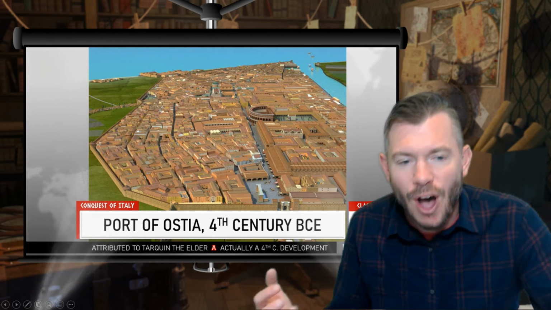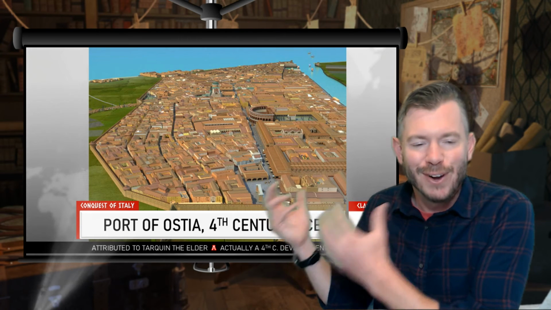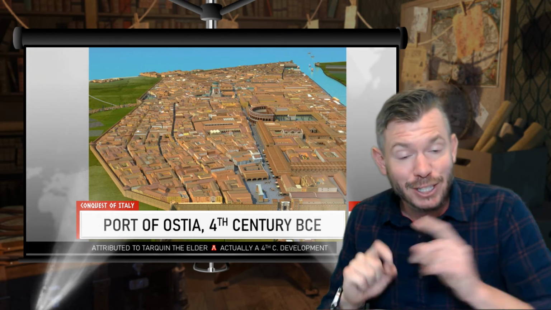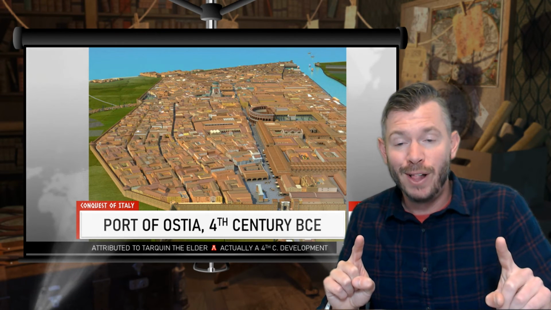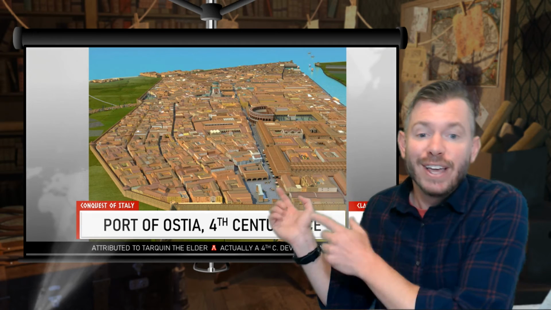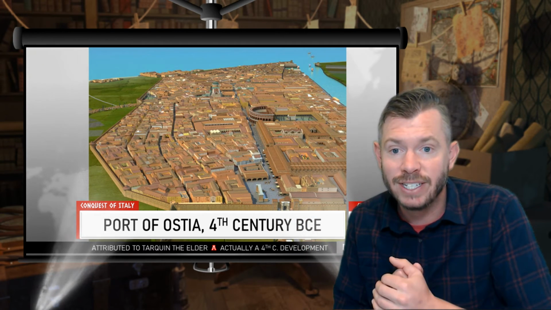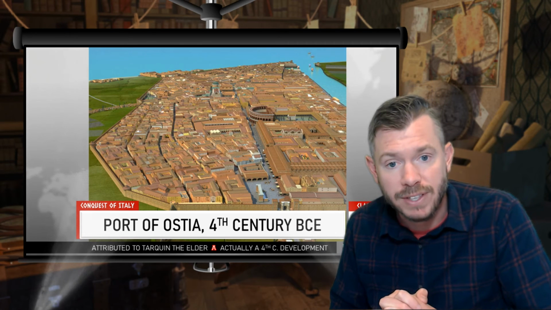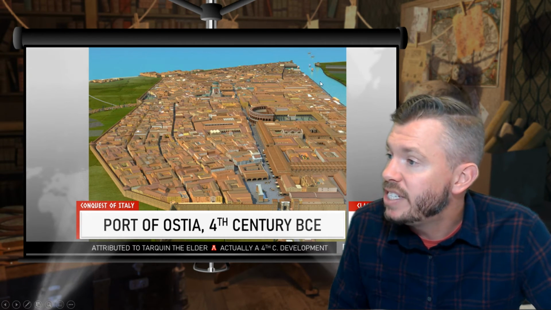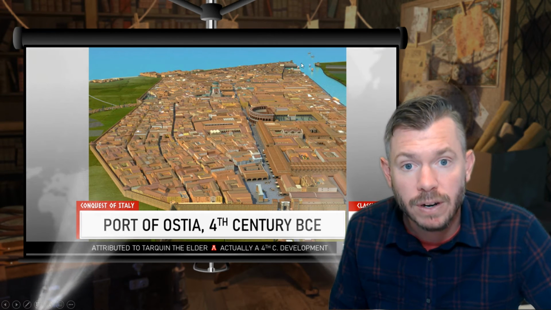The port of Ostia, right? Remember we talked about how this was the development of Tarquin the Elder, Tarquinius Priscus. What we think archaeologically, just like the Servian Wall, which we think archaeologically actually dates to the 4th century. We also think the site of Ostia, even though traditionally it gets associated with the kings, was founded somewhere in the 4th century. And that's a really big development, again, because as you can see here, this is associated with the site or with the port of Rome.